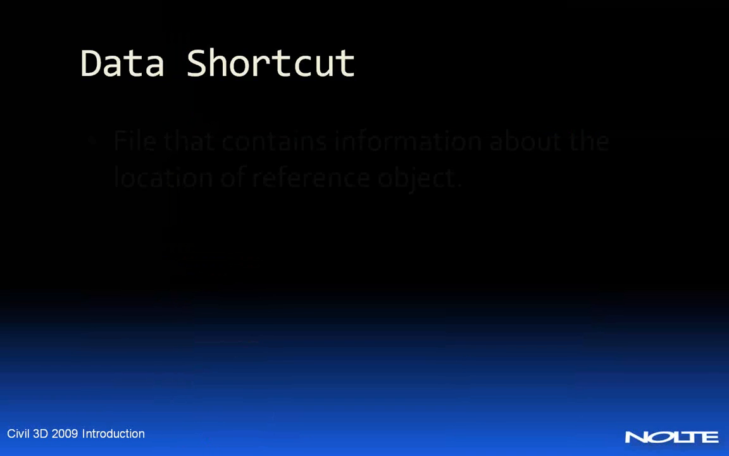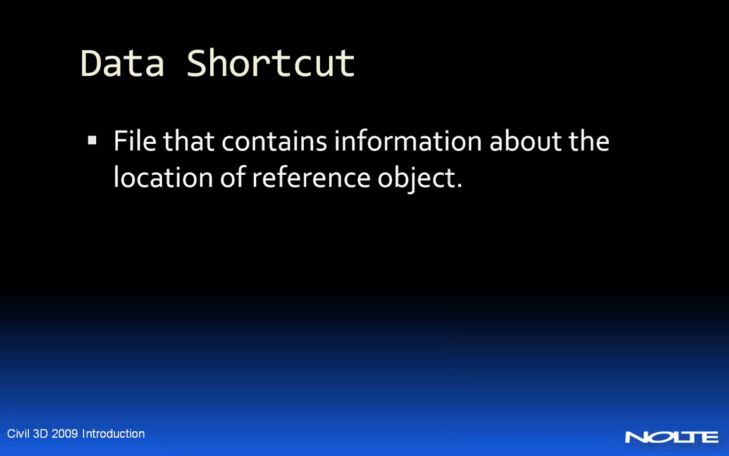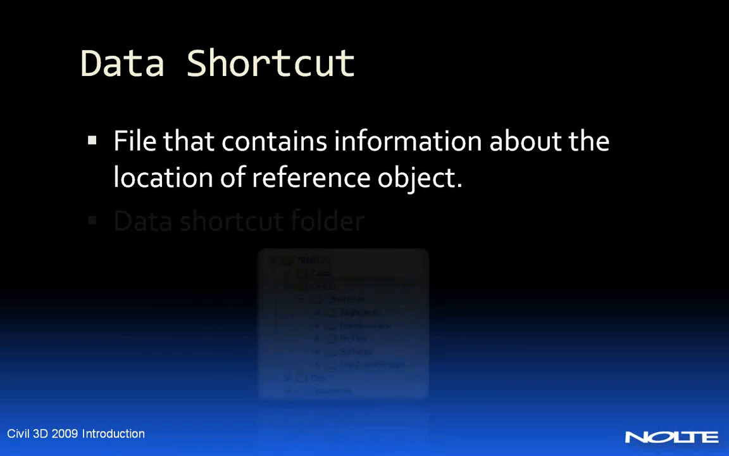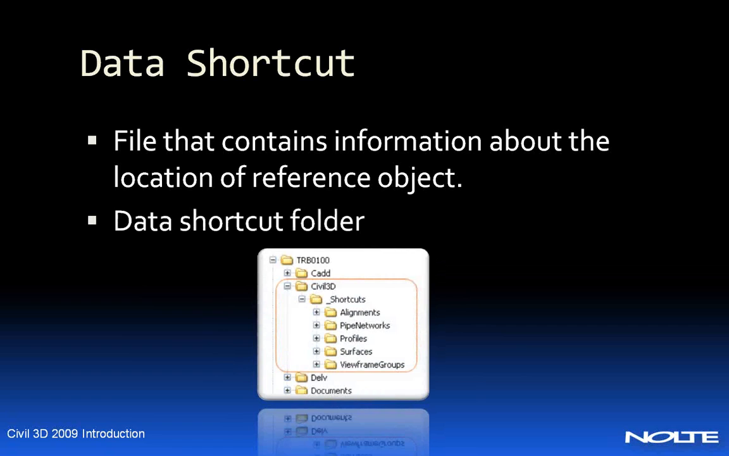All right, a data shortcut, what is that? A data shortcut is an XML file that contains information about the directory and drawing file location of our reference object. So basically it's the pointer to the drawing and the surface model for a surface data shortcut. These are stored in a data shortcut folder, and the Nolte standard that we are using now is that the data shortcut folder is going to be a Civil 3D directory in your project folder. You can see the project I'm playing with today is one called TRB0100, and there will be a Civil 3D folder there.